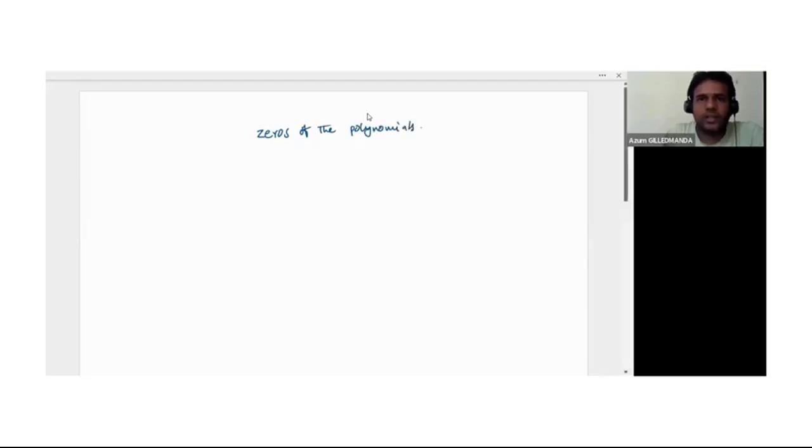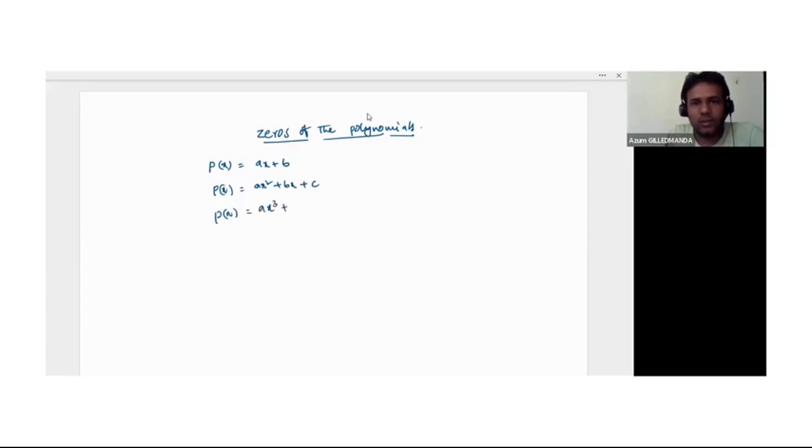So in your earlier classes, you would have read about polynomials. So generally polynomials are of different degrees. Let me write a couple of them here. So P of X, if P of X is in the form AX plus B, or the P of X can be of the form AX square plus BX plus C. Or we can also write P of X as AX cube plus BX square plus CX plus D.